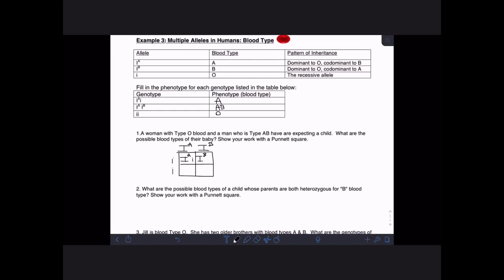I fill in the Punnett square and I find that the only possible results are blood type A and blood type B, which are all heterozygous, in which the uppercase I, blood type A or uppercase B, masks the presence of the lowercase i, which is blood type O.